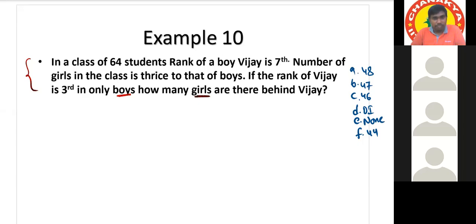If you divide 64 into 4 parts, each part value is 16. Each part 16 means there are 16 boys and remaining 48 are girls. 48 girls. Okay. In that class, if you consider in only boys, what is the rank of that Vijay? Third. Third means there are 2 boys ahead of Vijay. Yes or no? Yes, sir.